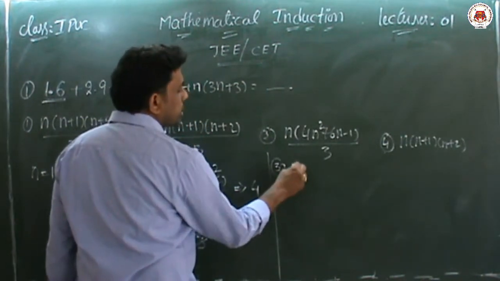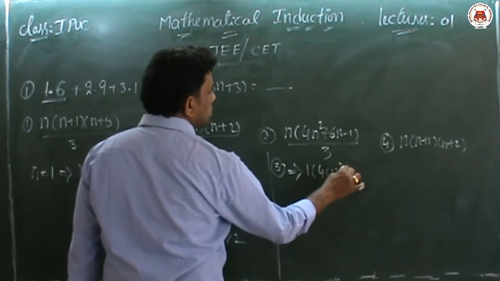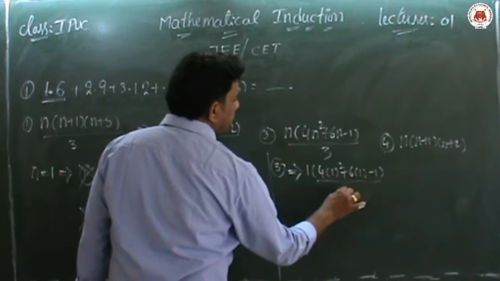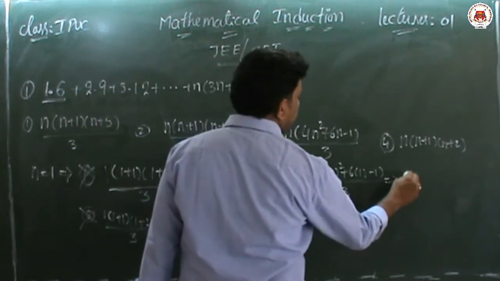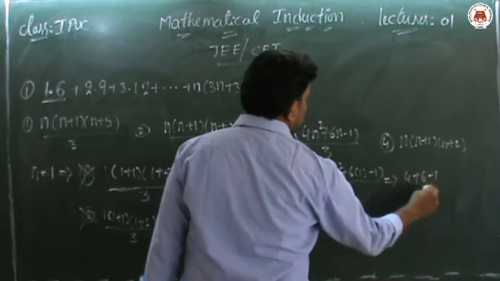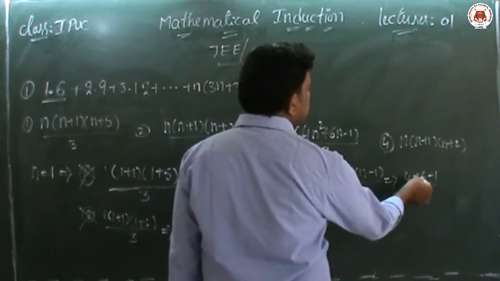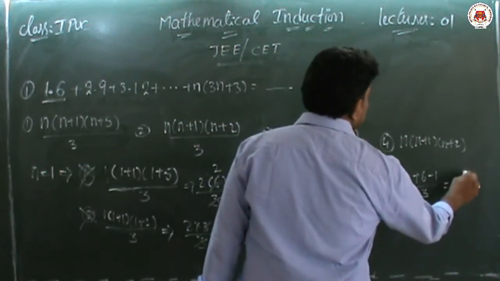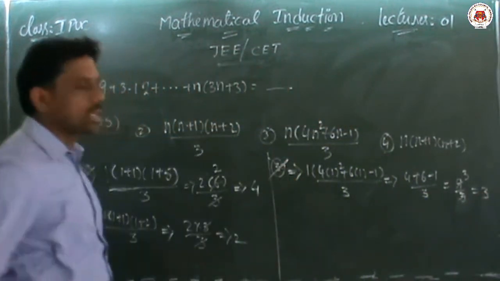In this third option, in the place of n write down 1 into 4 into 1 square plus 6 into 1 minus 1 by 3. So 1 square means 1, 1 4s are 4, 6 1s are 6, minus 1 by 3. So here what is the answer? 6 plus 4 is 10, 10 minus 1 is 9, 9 by 3. So what is the answer? 3 is the answer. So this one is also an incorrect option.